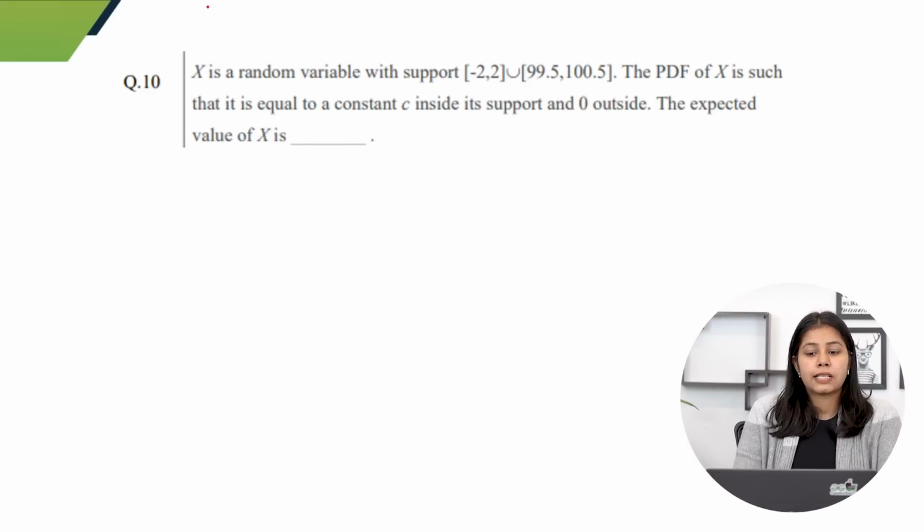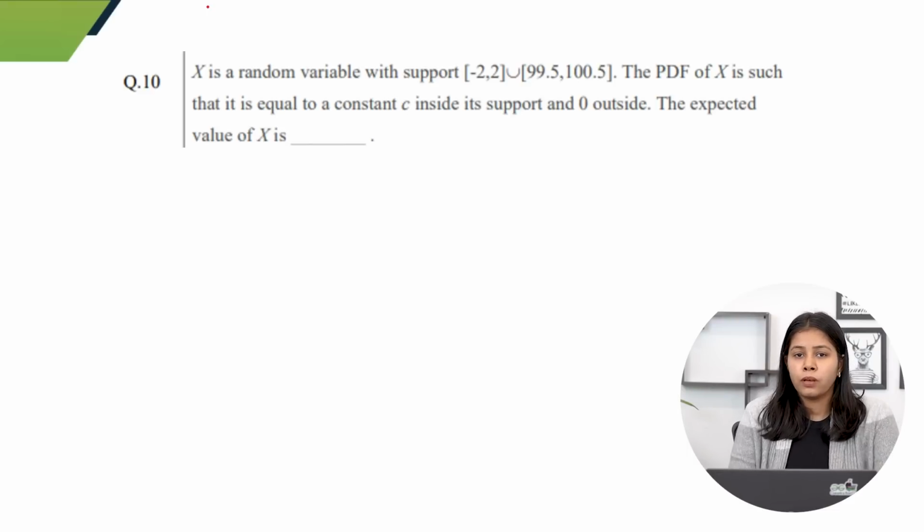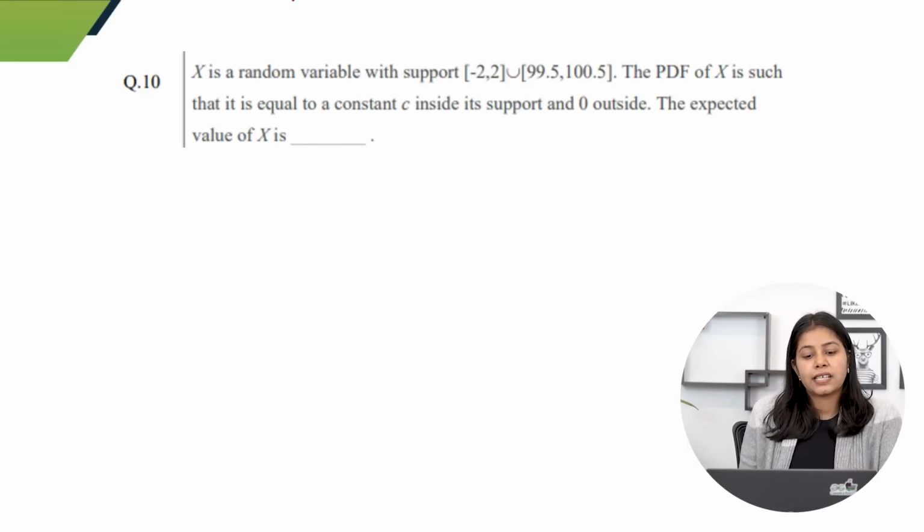Let's see the next question. This is another question based on probability, right? It says that X is a random variable with support from minus 2 to 2 union 99.5 to 100.5. So X is given on an interval. The PDF of X, that means probability density function, is continuous, and it is such that it is equal to a constant c inside its support and 0 outside. We have to find the expected value.